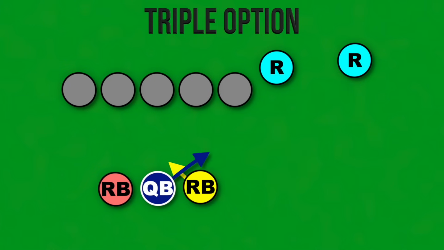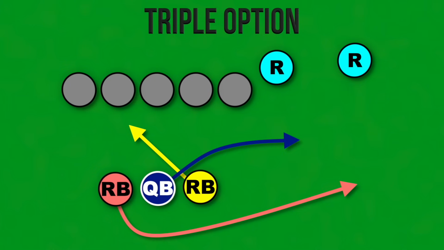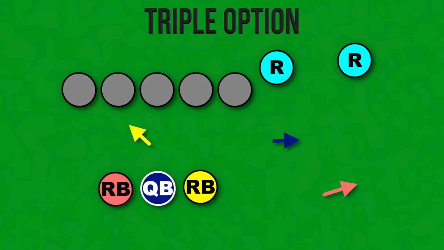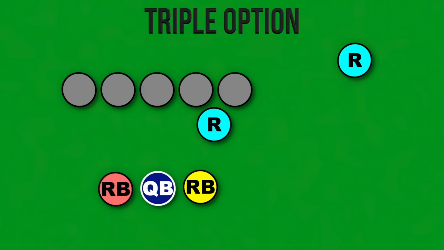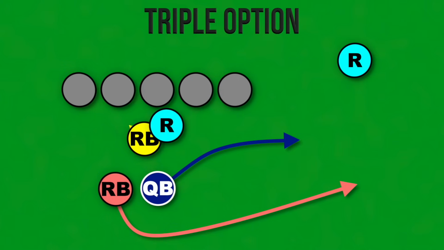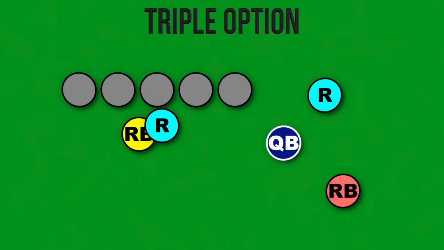A triple option sort of combines the read option and the speed option, meaning the quarterback will have 2 reads and 3 options on this play. He reads the first defender and either keeps it or hands it off, and if he keeps it, he reads another defender further outside and either pitches it or runs.